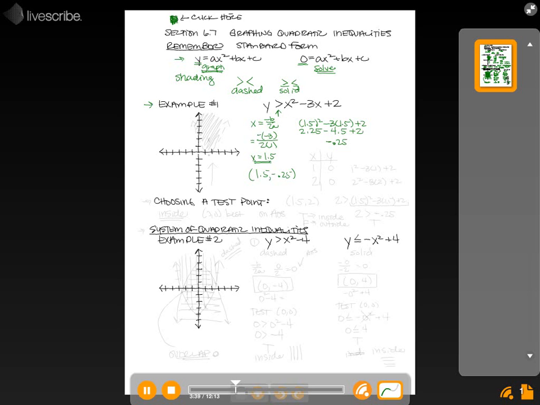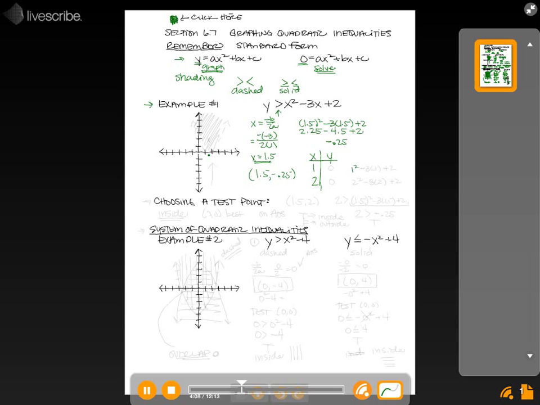So when we graph this, my vertex ends up right about there. I went to the right 1.5, and then I went down about 1/4. Okay, so there's my vertex. Next thing I want to do is figure out one number on each side. So I'm going to choose a number greater than 1.5 and a number smaller than 1.5. Those numbers are going to be 1 and 2. Pick nice numbers, and I'm going to plug those into my problem.